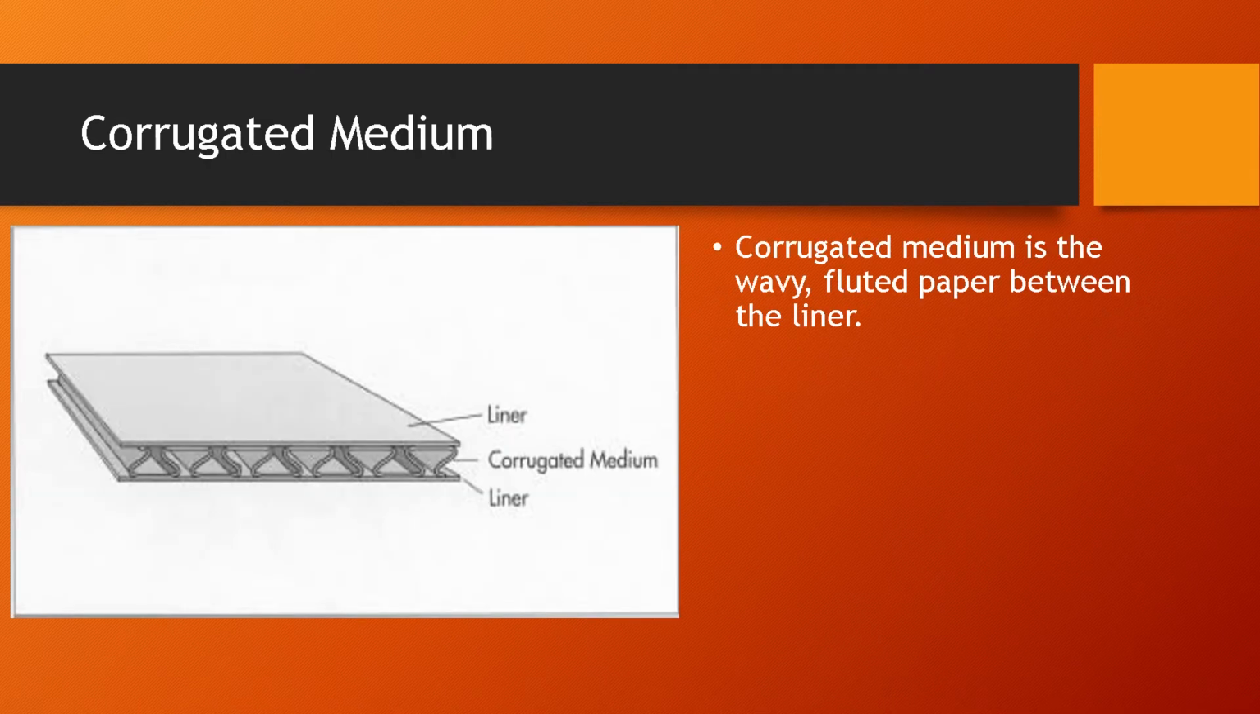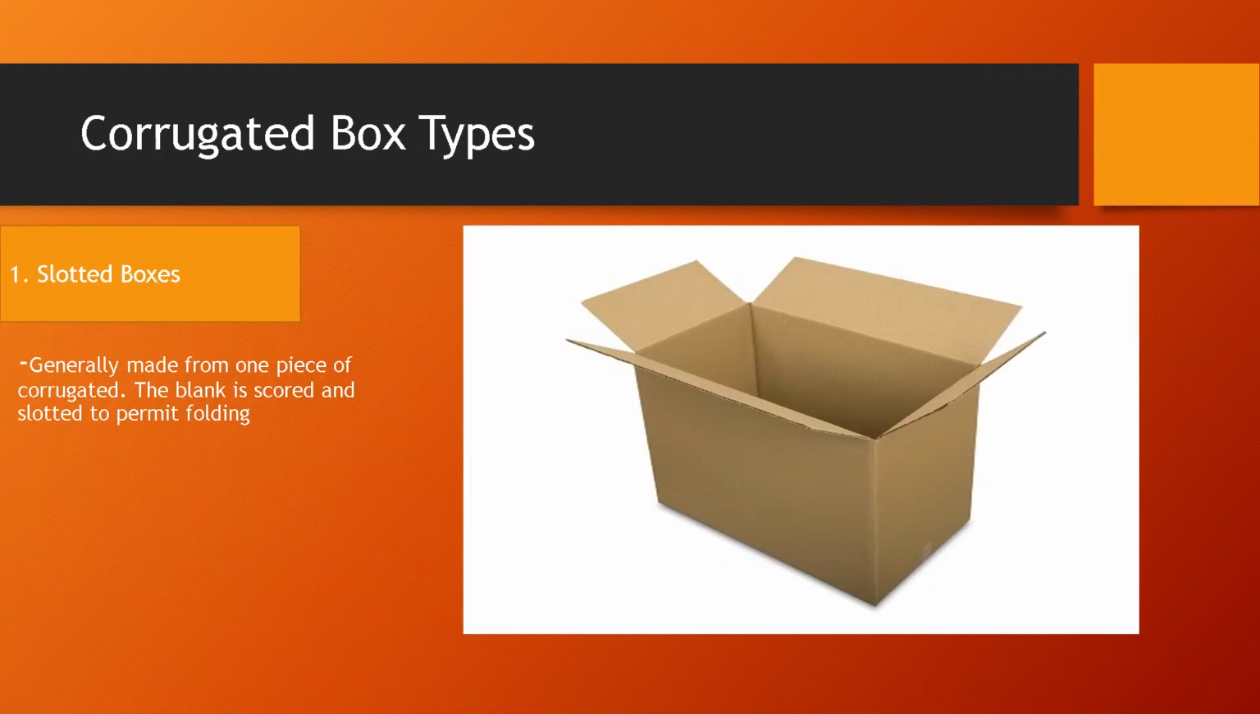Next is the corrugated medium. A corrugated medium is a wavy fluted paper between the liners. So these are the types of corrugated boxes. Number one is the slotted box. Slotted boxes are generally made from one piece of corrugated. They are made from a single piece of material which is scored and cut for easy folding and assembly.